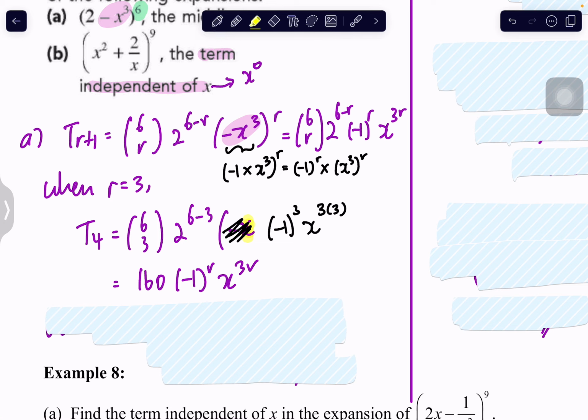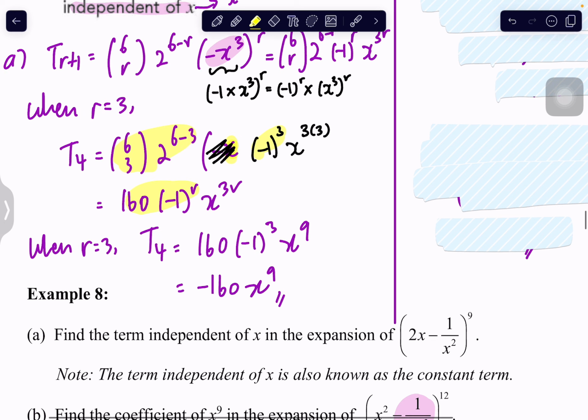By working this out, I should have negative 160 x to the power of 9. Negative 160 is obtained by multiplying 6 choose 3 times 2 to the power of 3 times negative 1 to the power of 3.